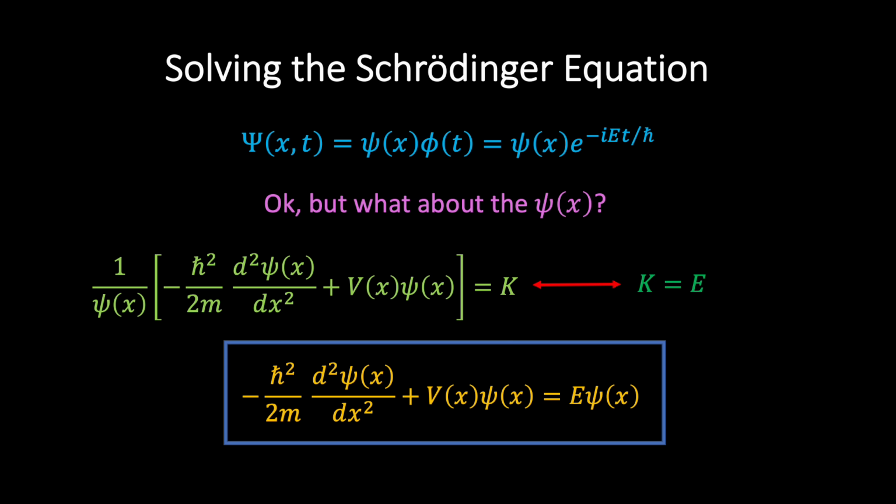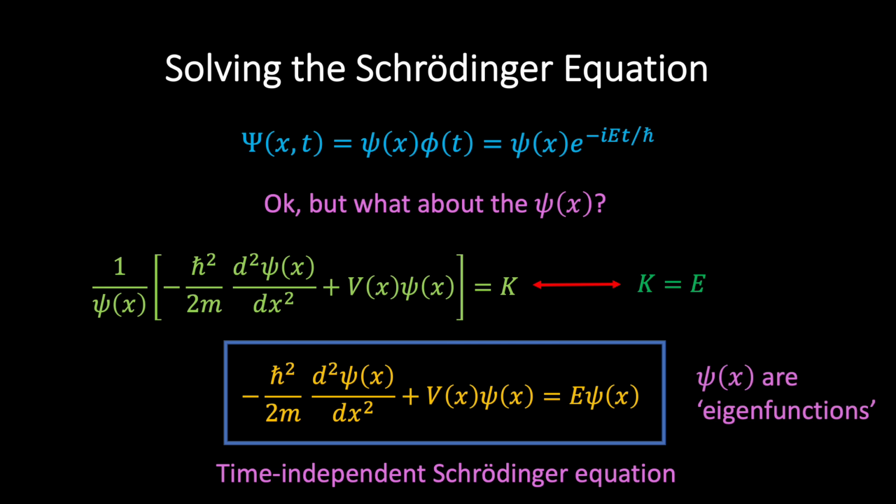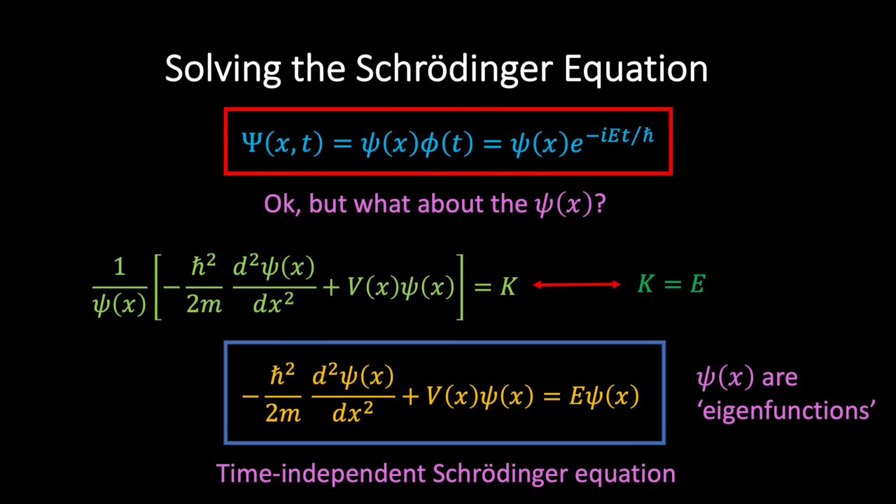This equation is referred to as the time-independent Schrödinger equation because the time variable t does not enter the equation. The solutions of this equation determine the spatial dependence of the general wavefunction and are referred to as eigenfunctions, which in German means characteristic function. Once the eigenfunctions are determined, we can then reintroduce the time dependence by multiplying by the time factor e to the minus iEt over h bar.